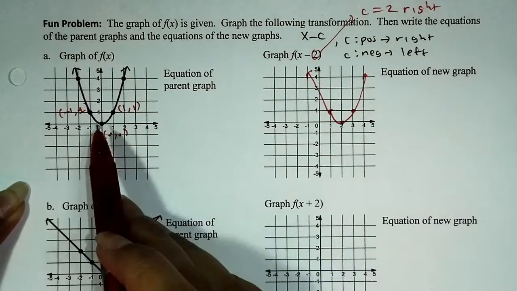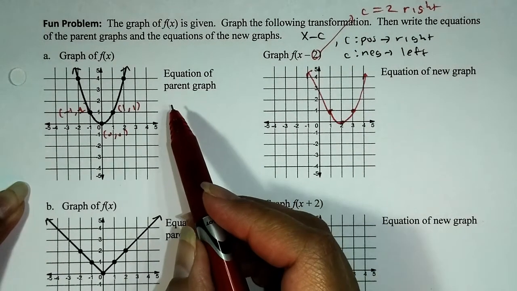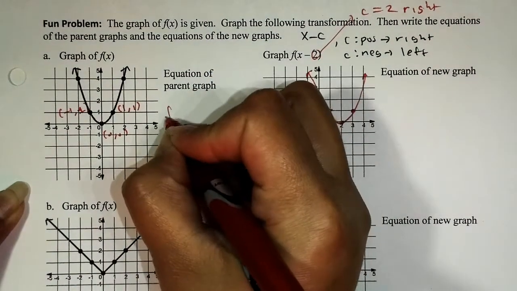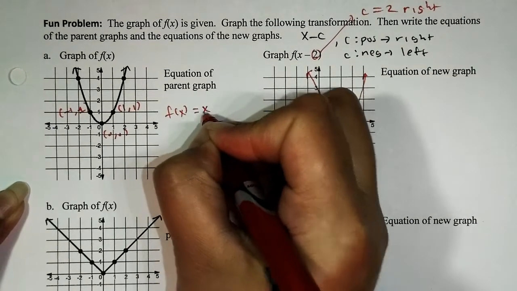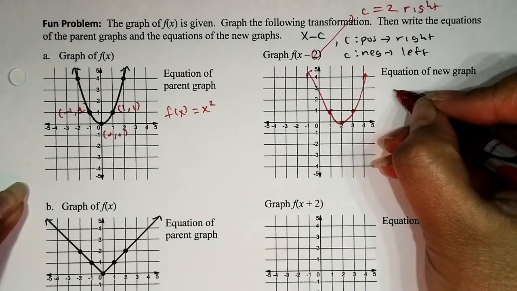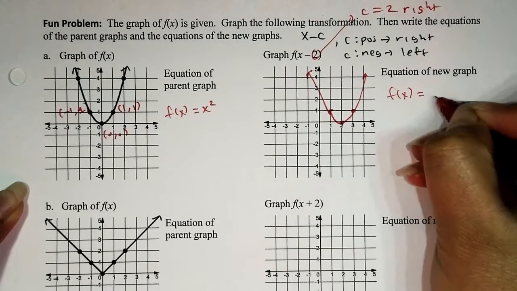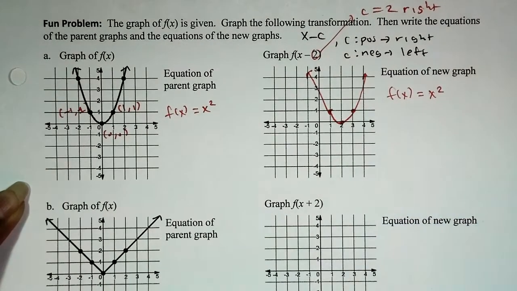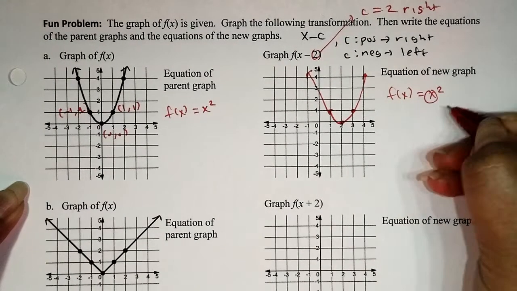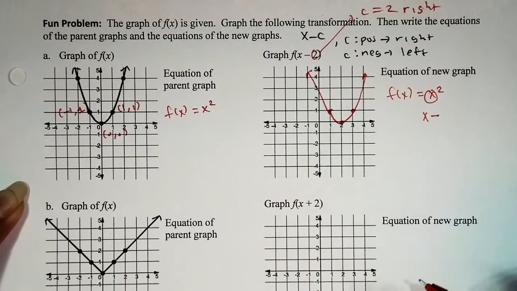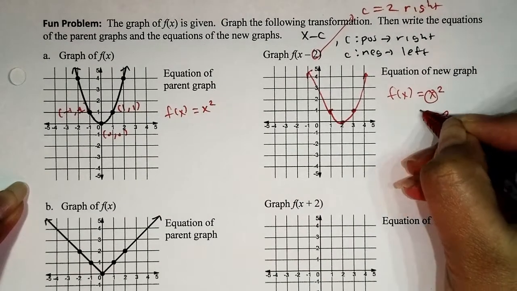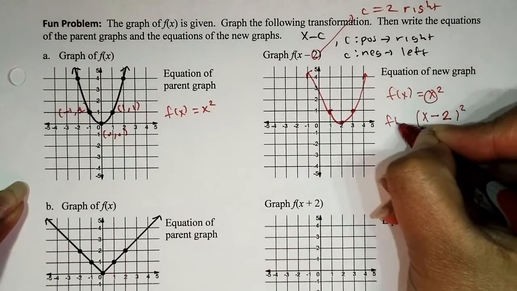So what is the equation of the parent graph? You can write an equation, so you put y equals, or we can stick with function notation. Ask your instructor. And then the equation of the new graph. The parent graph is x squared. We shifted 2 units to the right, so for horizontal shifts we're going to do x minus a number. We shifted 2 right, so we're going to put a +2 after the subtraction sign, and that will be our answer.